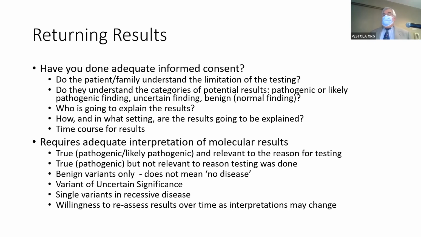Okay? So what are your possibilities? It's true, it's pathogenic or likely pathogenic, and it's relevant to why you did the testing. It's pathogenic, but it's not the reason the testing was done. Benign, which doesn't mean no disease, means no disease found with whatever test you did. The dreaded variant of uncertain significance. Or you found a single variant in a disorder whose inheritance pattern is autosomal recessive. That's one hit, you need two. And you have a willingness to reassess the results over time. Results and interpretations do change.